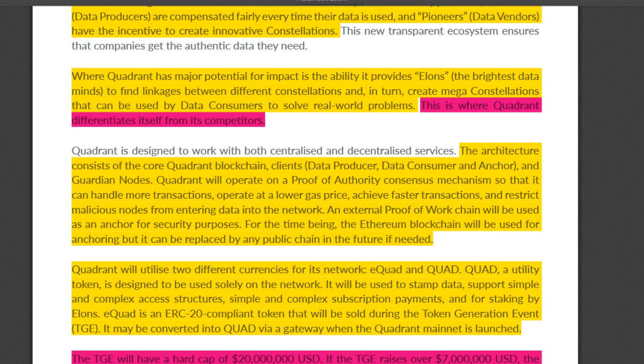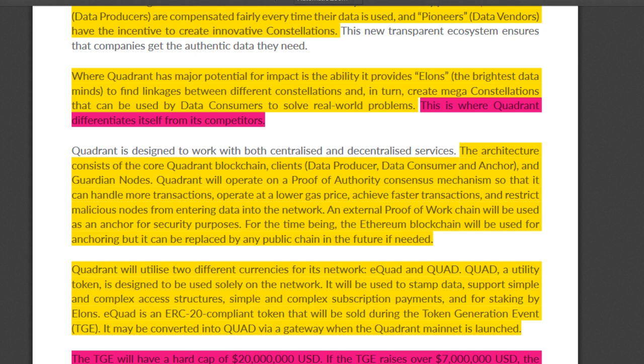And by doing that, you're stepping over all of the time that gets spent with a proof of work algorithm. So this should be faster, takes less gas. You should be able to squeeze more transactions per block into a proof of authority. So they're doing proof of authority for all of the movement of data back and forth inside the Quadrant system.